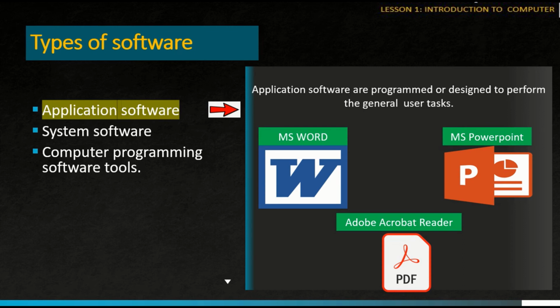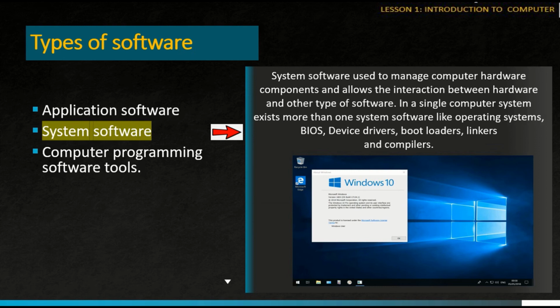Application software are programmed to perform the general user tasks. An average computer user may have experienced a variety of application software. Like Microsoft Word, Microsoft PowerPoint, and Adobe Acrobat are some of the examples of application software. When you program your own application using any programming language, your application would also be called application software. System software are the special ones.